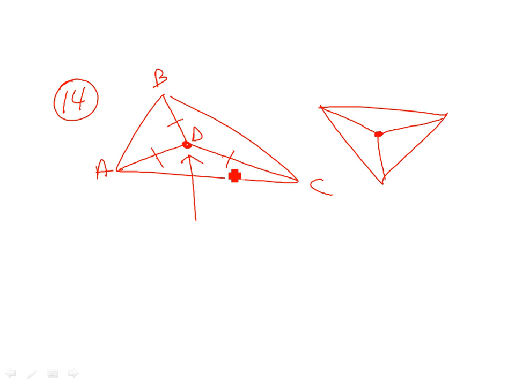Let's see what they ask us here. Segment AD is 6. Find segment BD. Well, how long is segment BD going to be? 6. Is that one of the answers? Yeah.